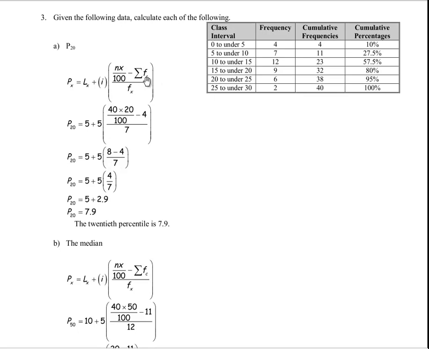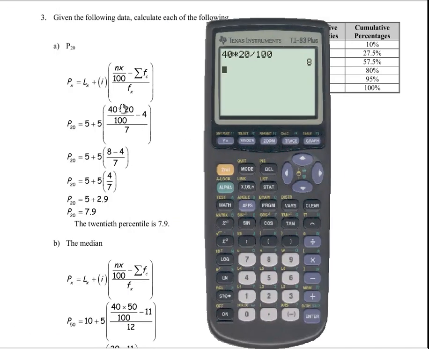The sum of F_C is the cumulative frequency total before this interval. So we're talking about the second interval, so we would use 4 for that one. And F_X is the frequency for this particular interval, which would be the 7 here. That's why 7's here.